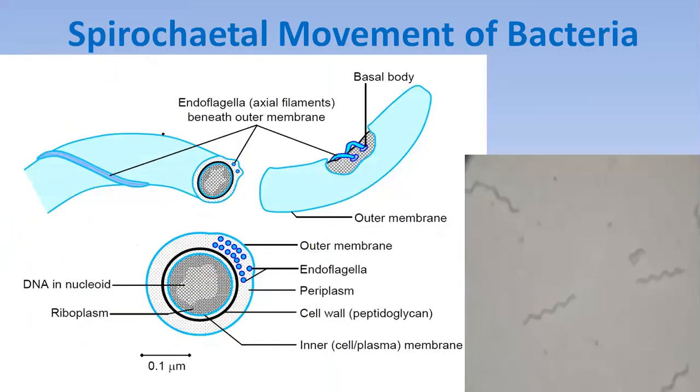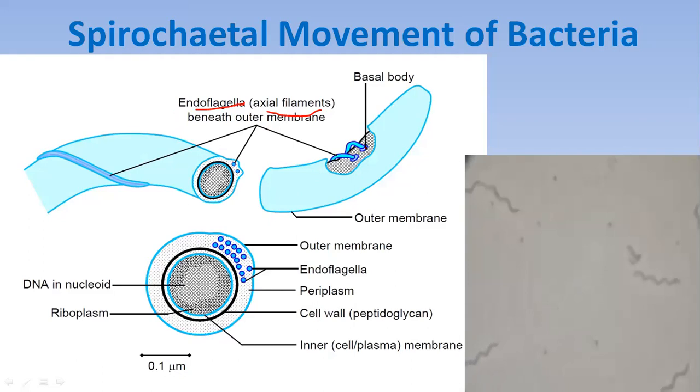Now we will see another movement, called spirochetal movement. How do spirochetes move? They also have endoflagella, called axial filaments, but they are present inside the outer membrane, beneath the membrane, so they are present in gram-negative bacteria. They are present inside and do not appear outside the membrane.